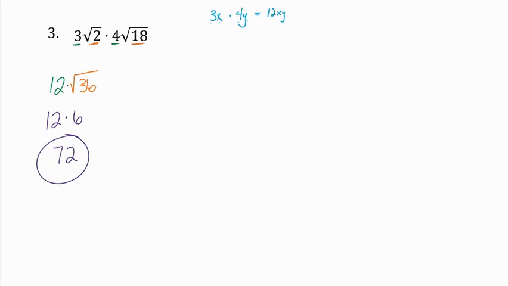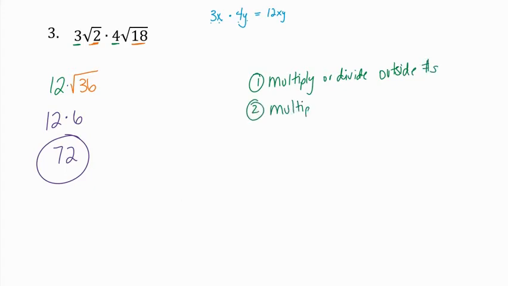Okay, so when you're multiplying or dividing radicals, the important parts to remember are you can multiply or divide outside numbers, and you can multiply or divide inside numbers, right? You never want to divide them if one's inside, one's outside, or multiply, okay?